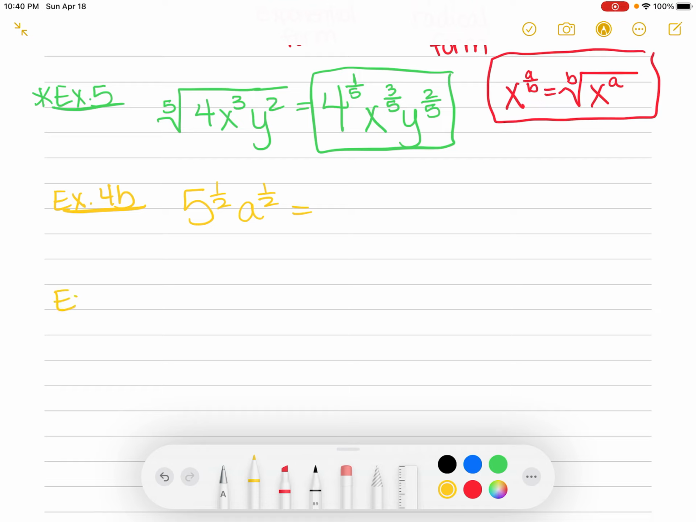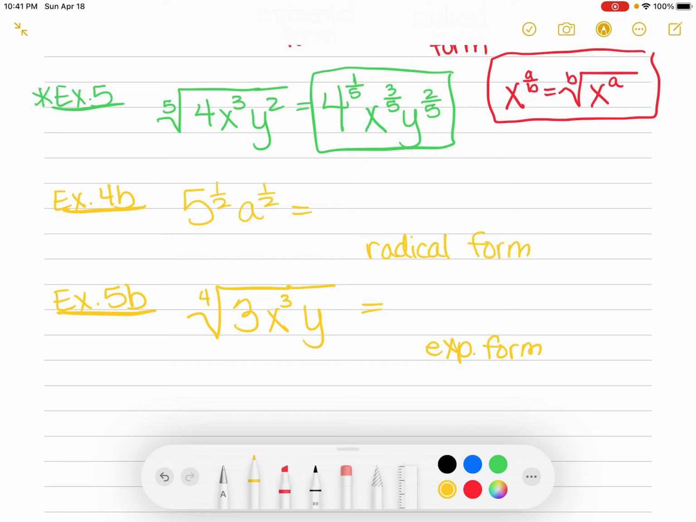And then for example 5B, it's going to be just like example 5. I want you to change the fourth root of 3x cubed y. Okay, so hit pause. This one you're changing to exponential form, right? And this one you're changing to radical form. Hit pause and do those 2 on your own, and then come back and we'll work them together.